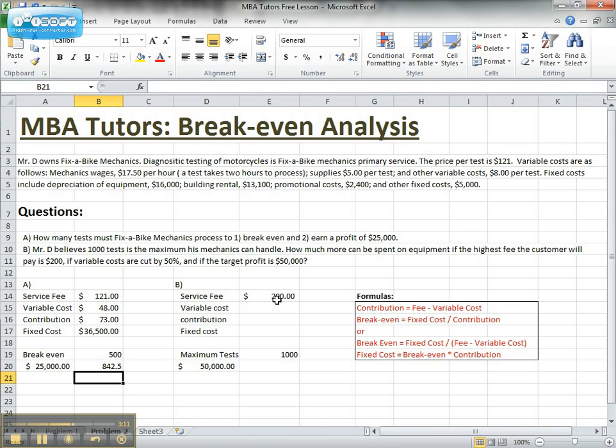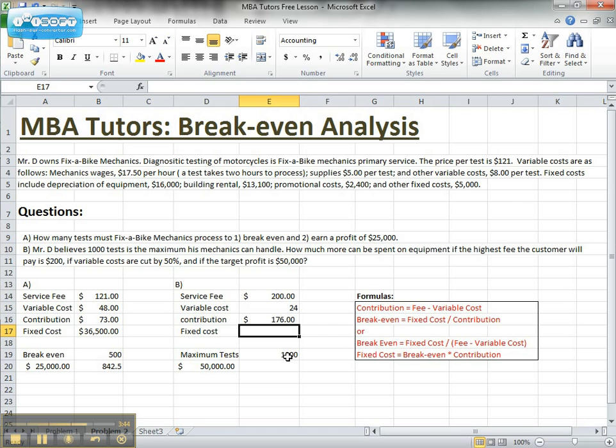So as you can see, we have our service fee already in there of $200. Our variable costs are now going to be cut in half according to the problem, so we can take that and make it 48, or what's half of 48? 24, simple as that. Our contribution is now going to be equal to the service fee minus the variable cost, $176.